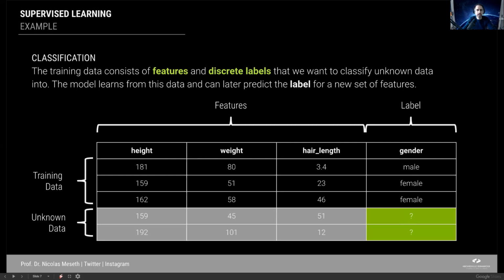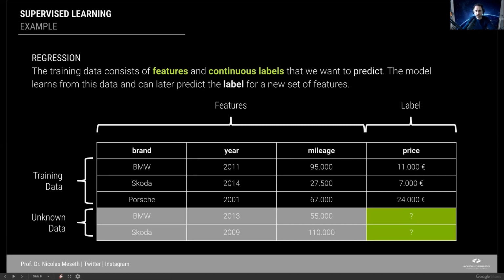So this is the supervised learning classification, and then we have supervised learning regression. And the difference here is we have features, so that's the same, and then we have continuous labels. It's not discrete labels anymore. So we have, for example, a price. A price can be any number between 0 and a very high number.